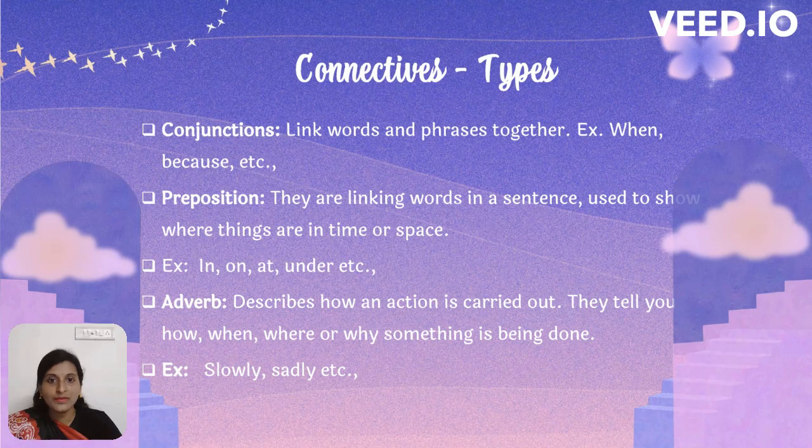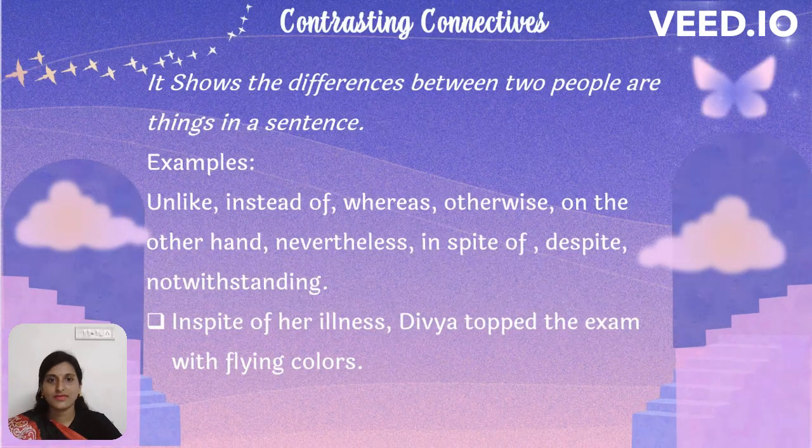Adverb. An adverb is a word that qualifies the verb and gives additional information about the verb. They describe how an action is being carried out. They also tell how, when, where, or why something is being done. Example, slowly, sadly, etc.